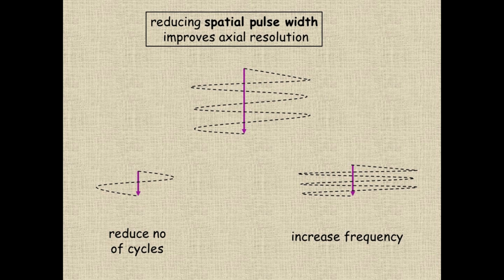Practically, it's very difficult to reduce the number of cycles below 3 because of the damping in the ultrasonic crystals. So generally, any increase in axial resolution using a reduction in spatial pulse width is manipulated through increasing frequency.